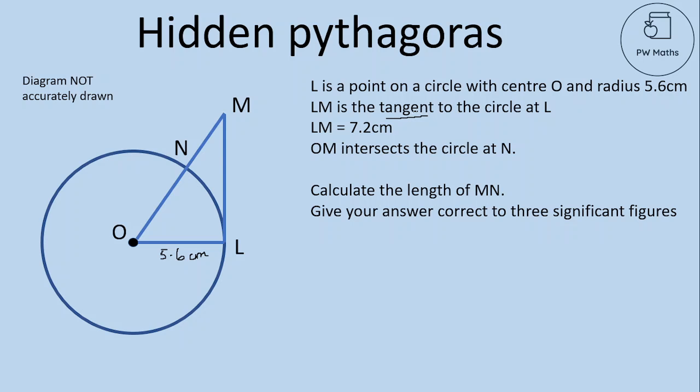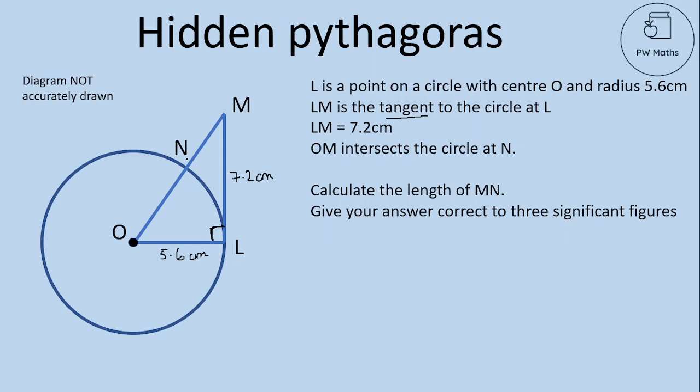Now tangent, that tells us that actually this is a right angle because tangents just touch the outside edge of a circle at a right angle. So that's where our right angled triangle is, just confirming it's a right angled triangle. And then it tells us that the length of LM is 7.2. So we're just going to write that on there as well. We're then told that OM intersects the circle at N. And we're asked to calculate the length of MN.